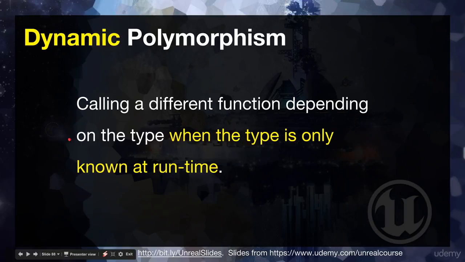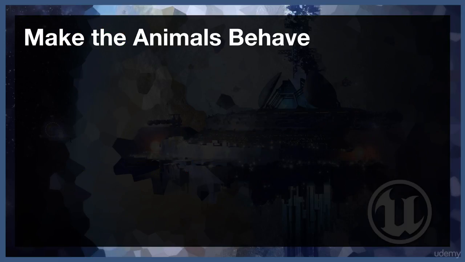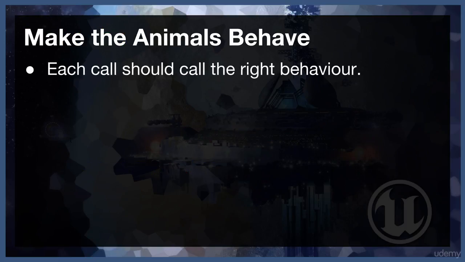And the virtual keyword is the key to this. So you've seen how that works in the last lecture, you've used it in the last lecture, and I'd like you to go ahead and use your knowledge of virtual and override to make these animals behave. What do I mean by that? That each call should call the right behavior. It should say meow and it should say woof. Pause the video and have a go.